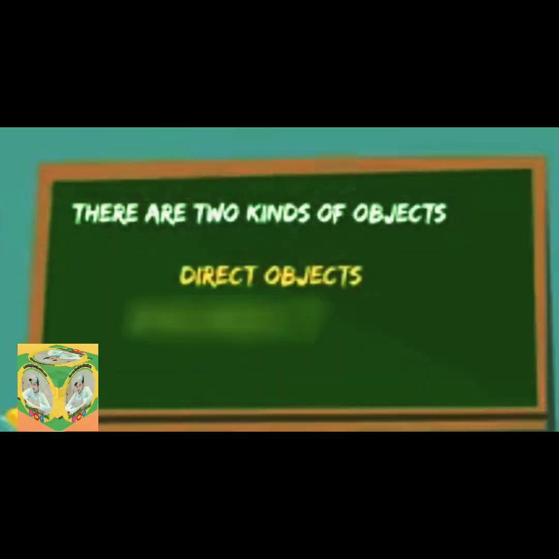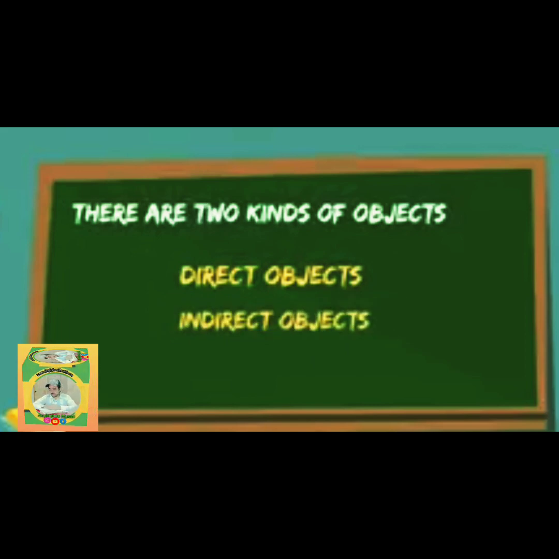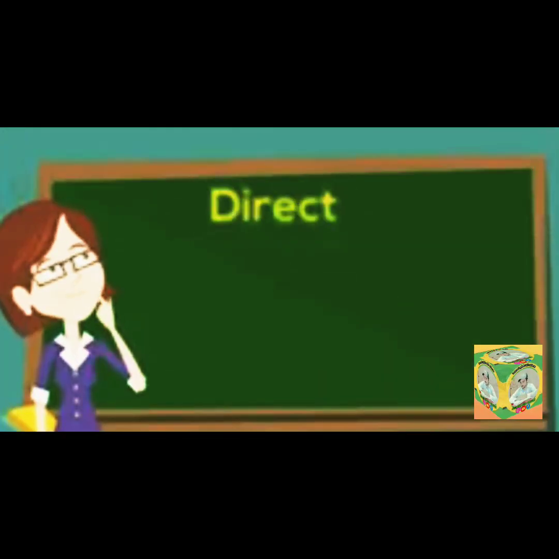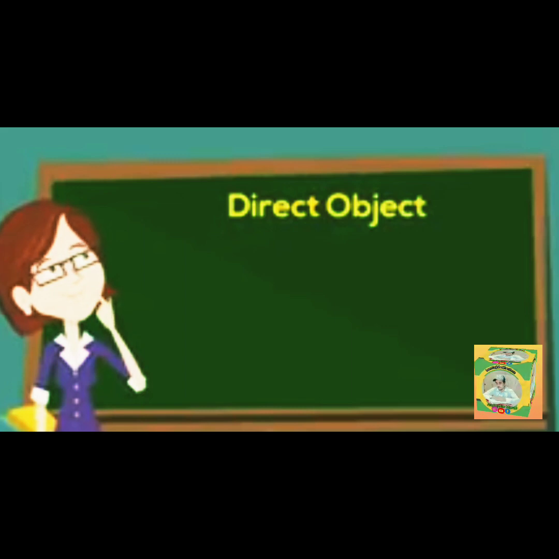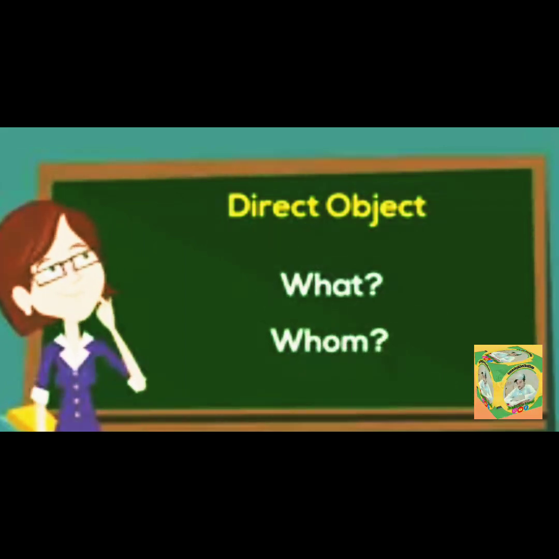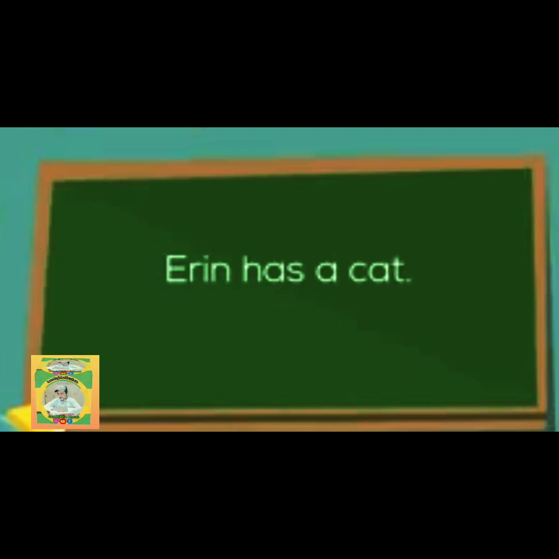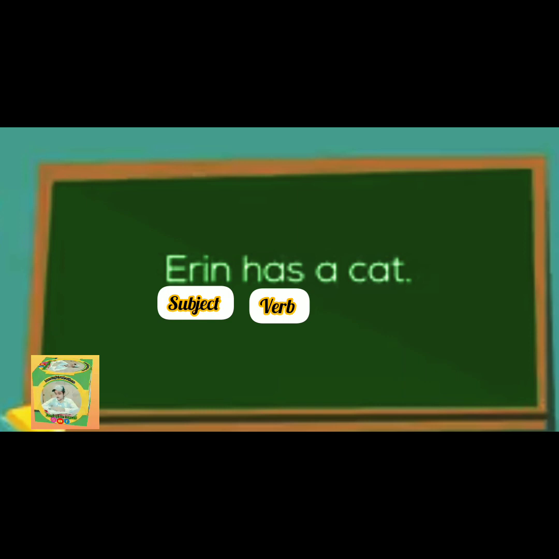There are two kinds of objects, direct objects and indirect objects. A direct object answers the question what or whom. For example, Irene has a cat. Irene is the subject, has is the verb, so we can ask the question what does Irene have? She has a cat, so cat is the direct object of the verb has.